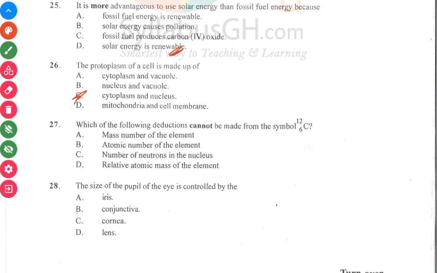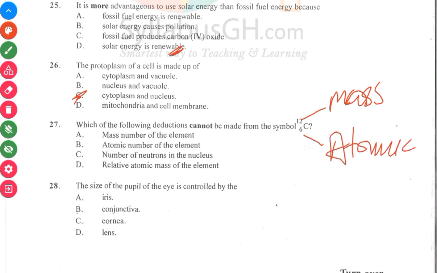Question number 27. Which of the following deductions cannot be made from the symbol carbon with a mass number of 12, and the proton number or atomic number? A. Mass number of the element, B. Atomic number of the element, C. Number of neutrons, D. Relative atomic mass. The answer to question 27 is D. Relative atomic mass.